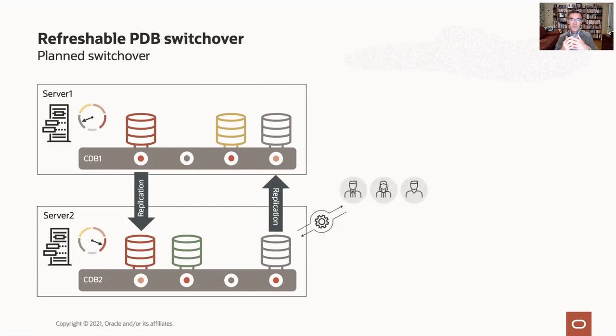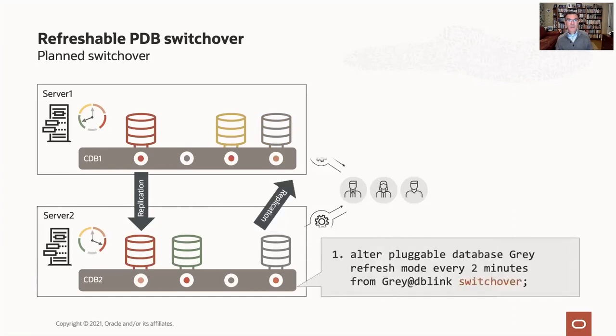So now we come to the refreshable PDB switchover capability. There are several ways in which this can be very useful. For example, planned switchovers can be very helpful for load balancing. These resource meters show how busy things are. So the role transition is executed as follows.